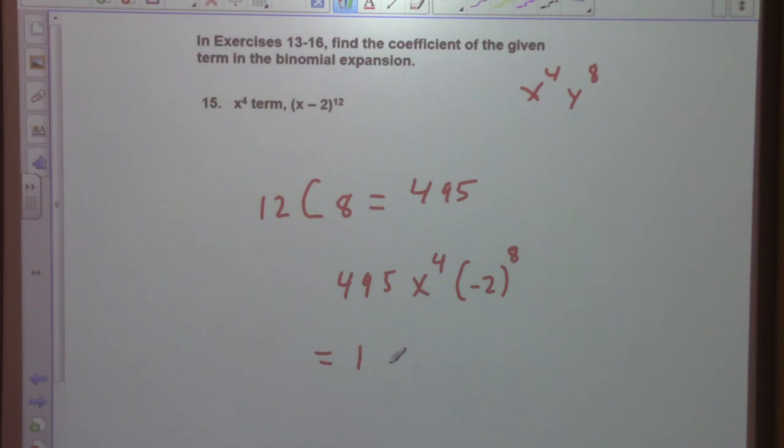It's positive 126,720. Why is it going to be positive? Because it's in parentheses. Whenever you take a negative number to an even power, that's going to make it positive. And if you have a negative number to an odd power, then you're going to have a negative coefficient of expansion. So sort of like Will was mentioning last time, the alternating between odd and even, negative and positive, right?